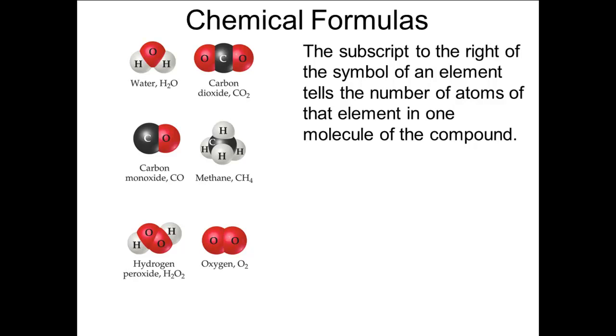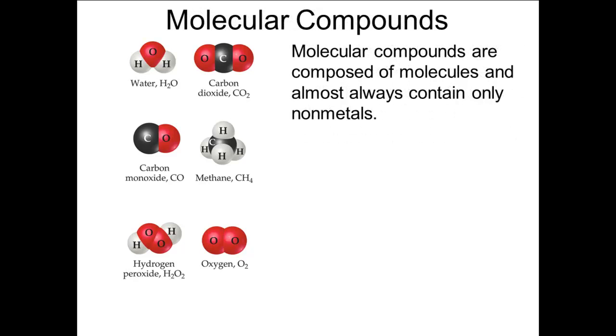Chemical formulas are written with the symbols of the elements and subscripts written after the symbol. This number tells the number of atoms of the element in the compound. For molecular compounds, the formula refers to a molecule in which the atoms are bound together strongly so they move as a unit. They usually contain only nonmetals.